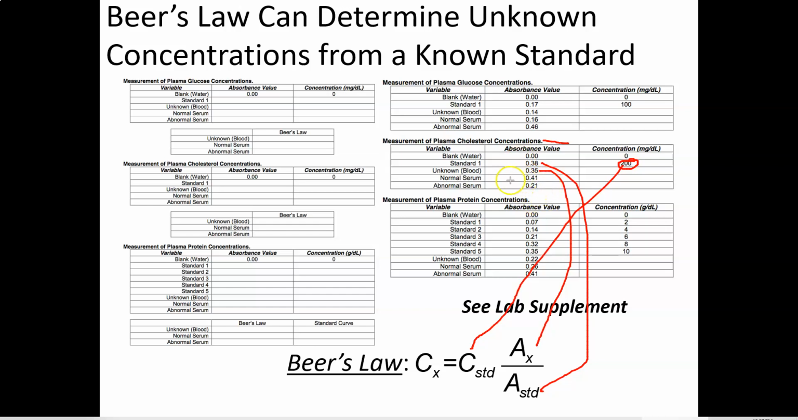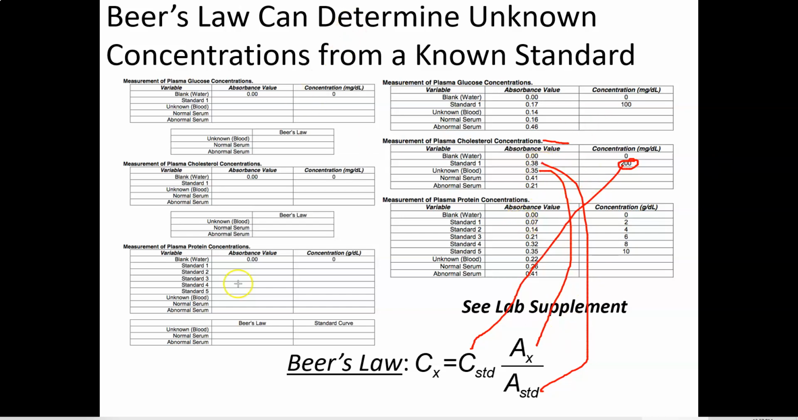And if we wanted to do what the normal serum was, you would do 0.41, and you would replace the 0.35 with that. So you get 0.41 over 0.38, which would be about 215 or so, probably, is guessing. 0.41 divided by 0.38 times 200 equals 215.8. And then you could do the abnormal, which is 0.21, which would be like 120 or something. So you could do that.